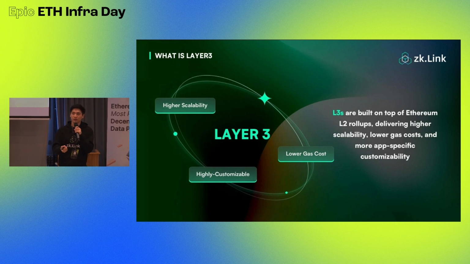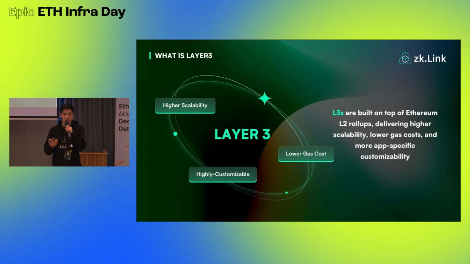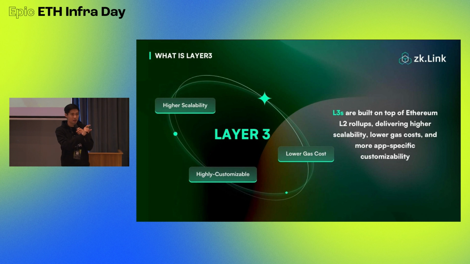So you are able to deploy layer 3s in a modular manner, where you can select the network collection, which layer 2s you need, and also where you want to put the data availability. You can use one of the underlying layer 2s, you can use layer 1, you can use a modular solution like Celestia or EigenDA, which I'm going to talk about a little bit later. And the customizability also means that there are other setups and parameters that can be customized, which I just mentioned.